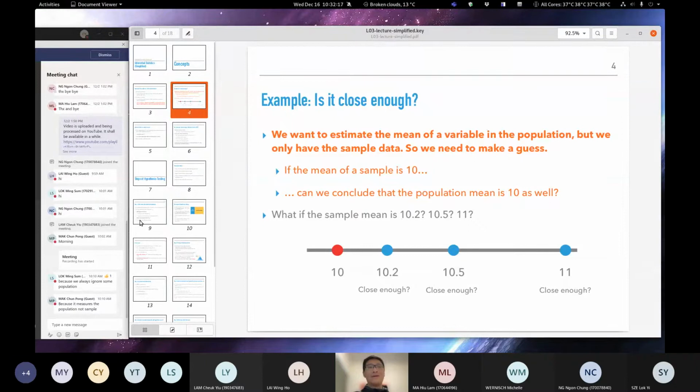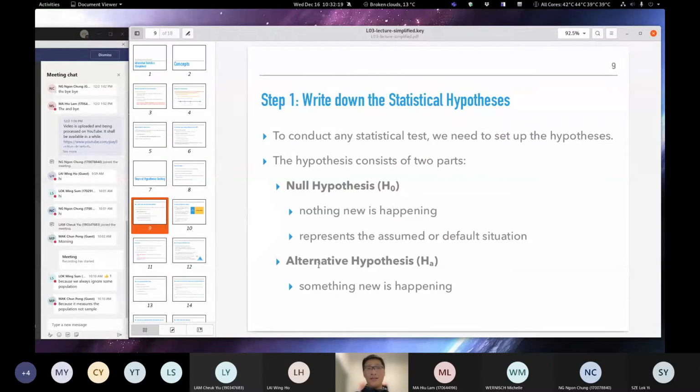Now, on the other hand, we have the alternative hypothesis. Alternative hypothesis means that it is not the null hypothesis. It means that something new is happening. So if the null hypothesis is that the population mean is equal to 10, then the alternative hypothesis is that the population mean is not equal to 10. So just equal or not equal. Okay, so two hypotheses, that is what you need to write down in your case.